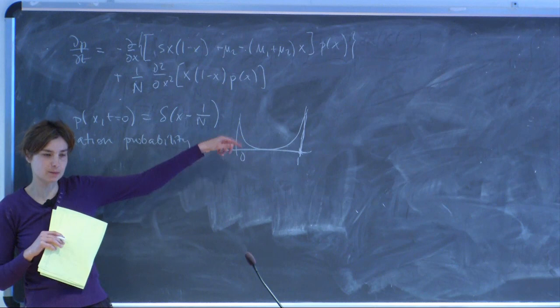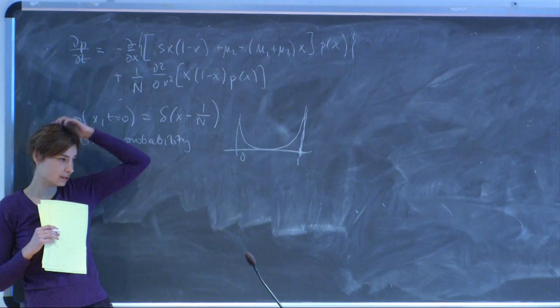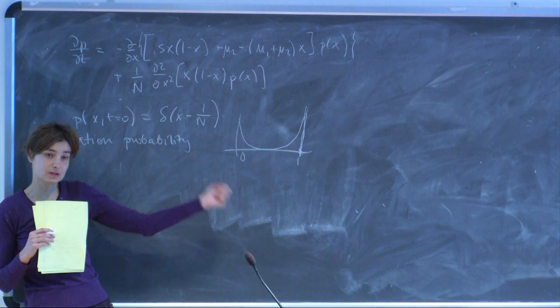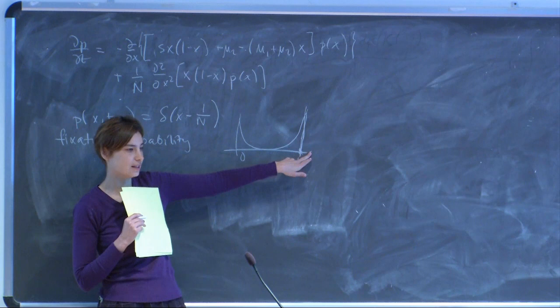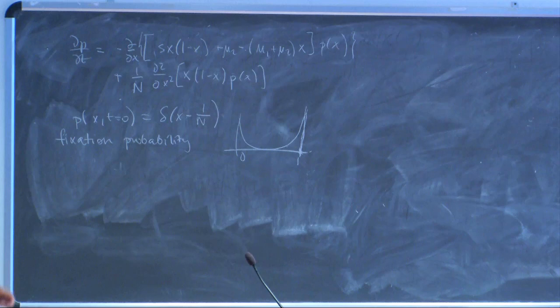In terms of boundary conditions, if I say boundary conditions, does that look like anything? Both of these are absorbing boundary conditions, right? Once you get to one of these, you don't leave. So how do we solve these kinds of problems? If I tell you I start off with this frequency, what's the probability of me getting here? What kind of problem is this in physics? First passage time, yes. So we're going to solve it as a first passage time problem.